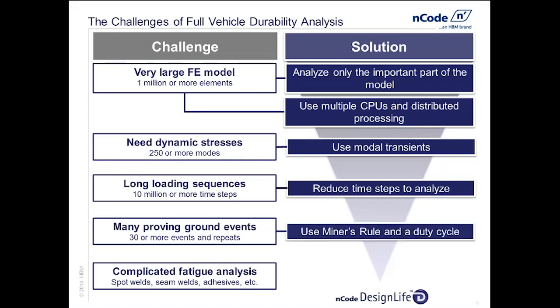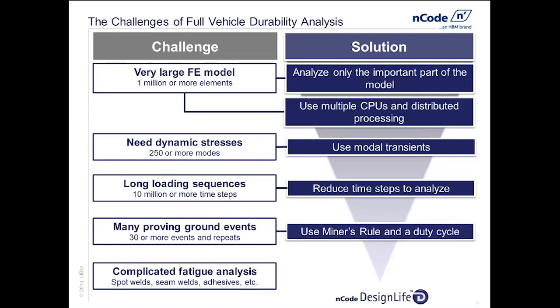Multiple proving ground events, what do we do? We're going to use Miner's rule, and we're going to use what we call a duty cycle. Some of you may refer to a duty cycle as a durability schedule or a composite or a mission profile. These are all the same words to say we have different ways of using our structure, our vehicle or our helicopter or our oil platform.